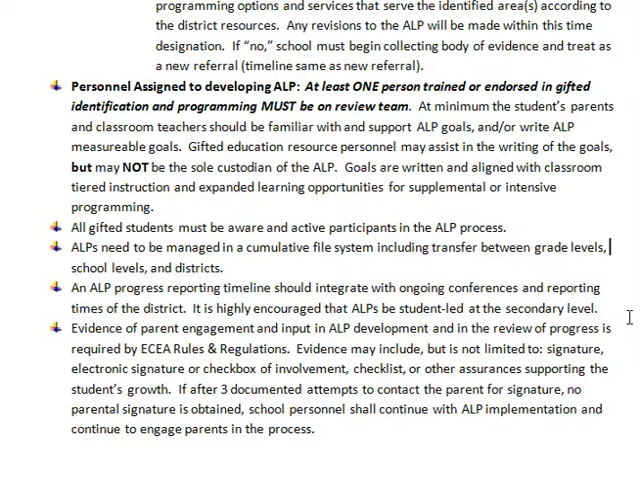Evidence of parent engagement and input on the ALP development and the review of progress is required by ECEA. Evidence may include, but is not limited to, a signature, electronic signature, checkbox of involvement, checklist, or other assurances supporting the student's growth. If after 3 attempts in contacting the parent there's no return, and there is no signature, the personnel at the school can continue with ALP implementation and continue to try to engage those parents. So be aware of all of this as we're moving forward.